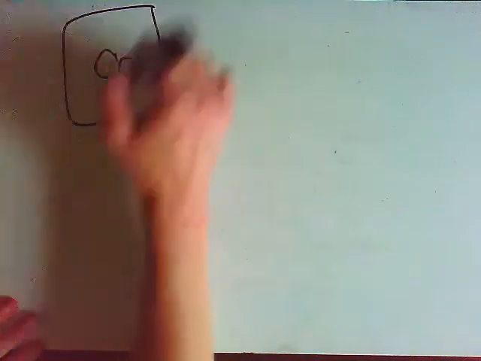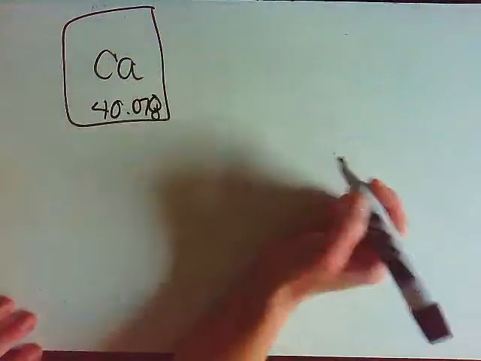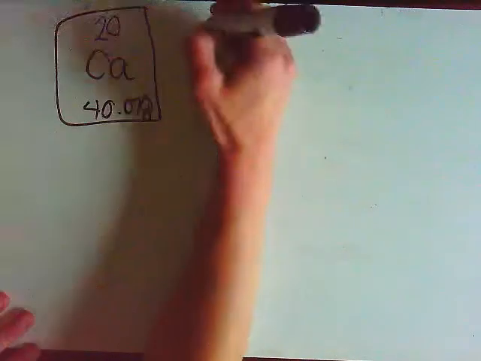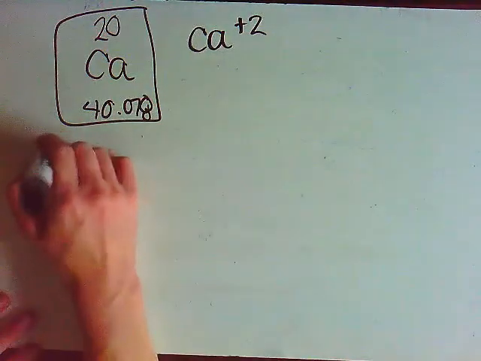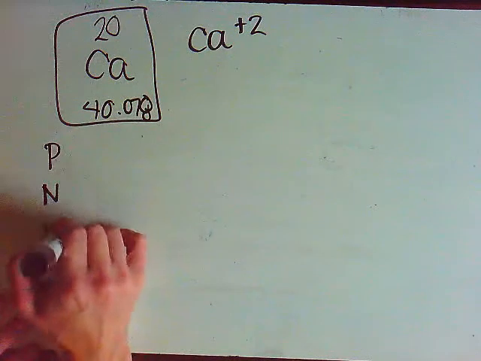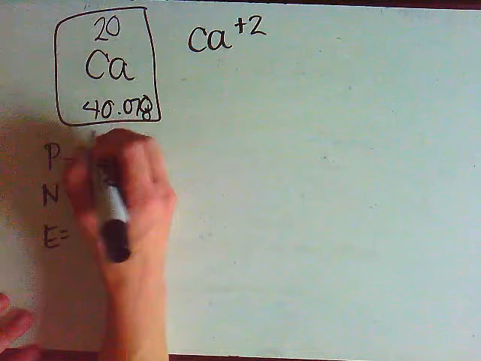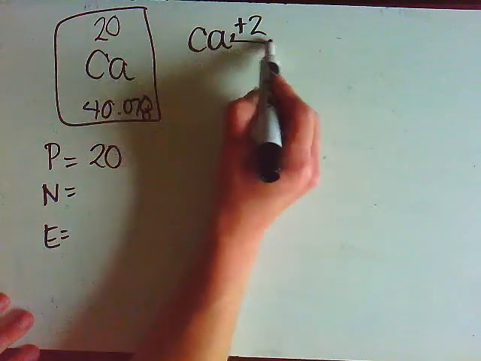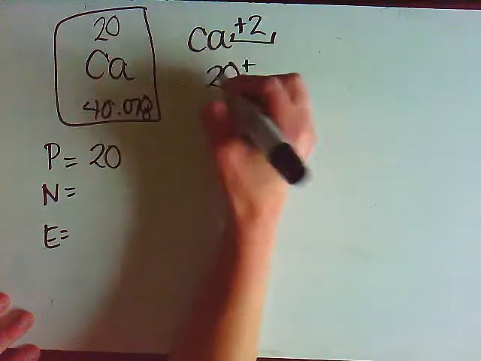Now, let's say that they give you something like calcium. Okay. Here's calcium. Calcium has an average atomic mass of 40.078, and it has an atomic number of 20. And let's say they tell you calcium has a charge of +2. And again, they want to know protons, neutrons, and electrons. Protons is never, ever, ever going to change. It's that atomic number. Now, right here is where things change on the electrons. We see that +2 charge.